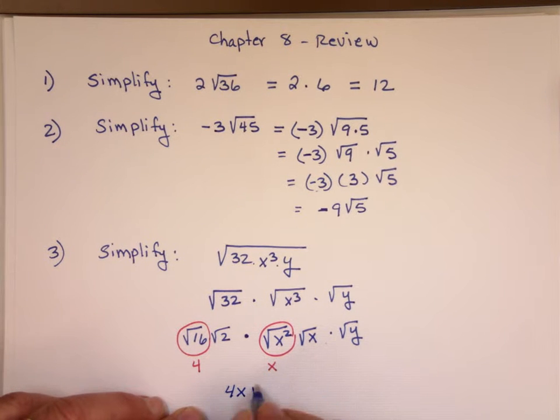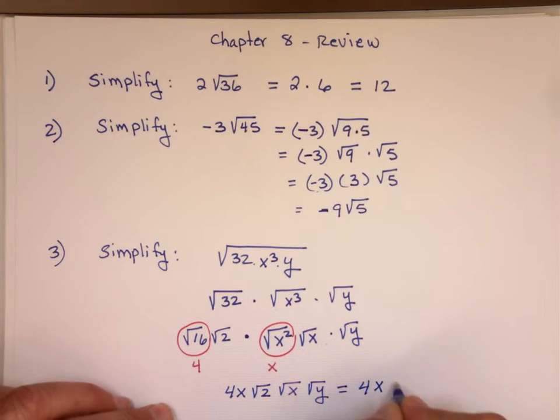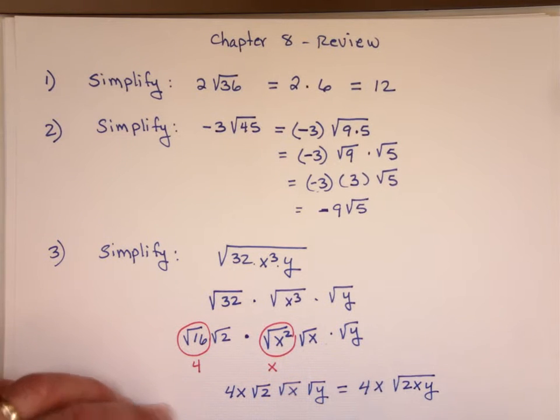And what's left is the square root of 2, the square root of x, the square root of y. Instead of putting this with 3 square roots, you can combine them into 1 and make it 4x, the square root of 2xy.